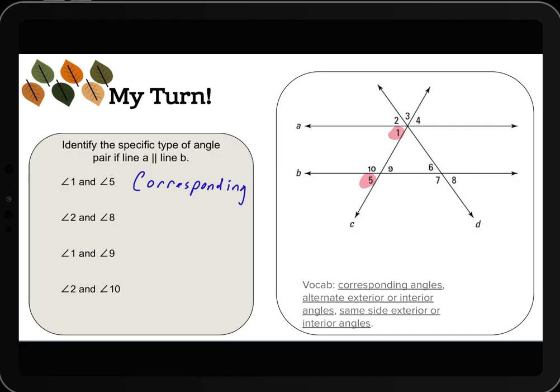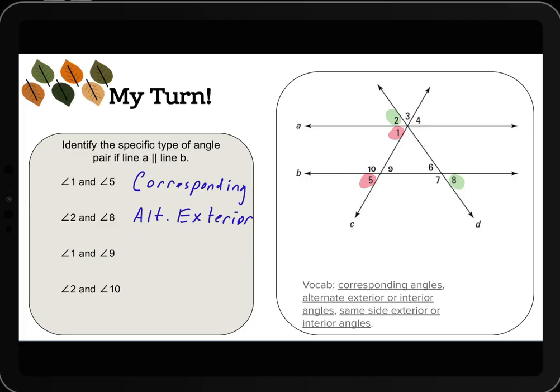2 and 8 are the next pair of angles, so we have 2 and we have 8. You can see that they belong to the transversal D, right there, and they're on diagonally opposite sides, and they are on the outside or exterior of the two lines A and B. So that means that these are alternate exterior angles. Alternate exterior angles.